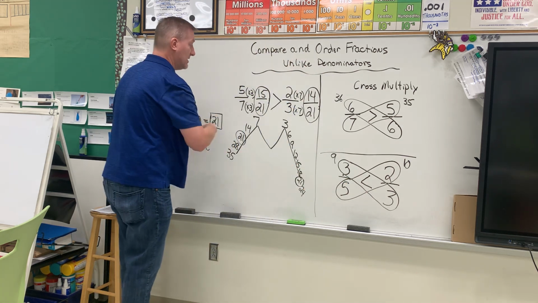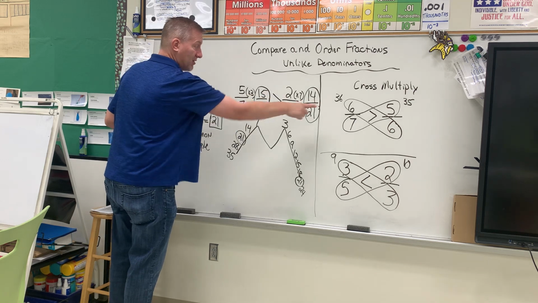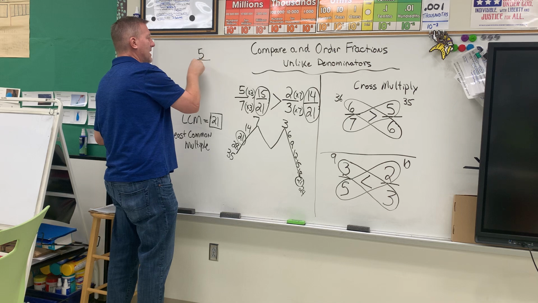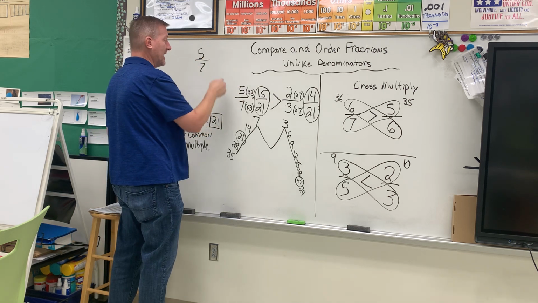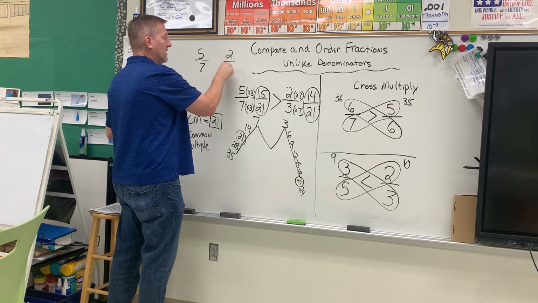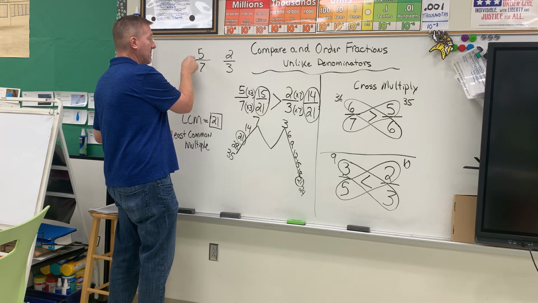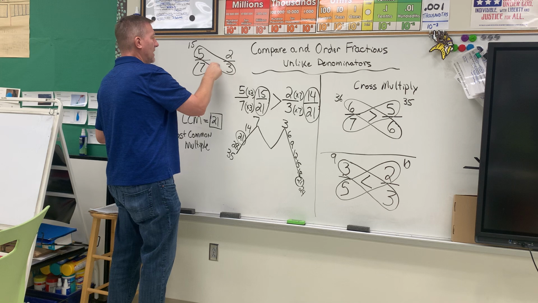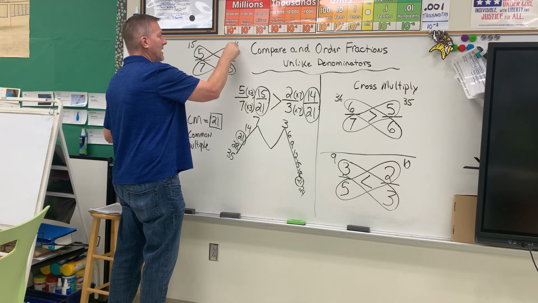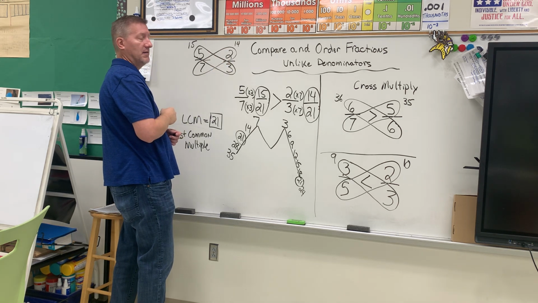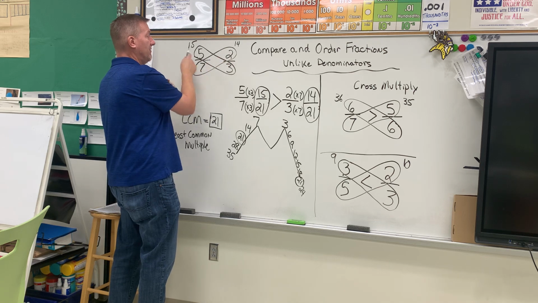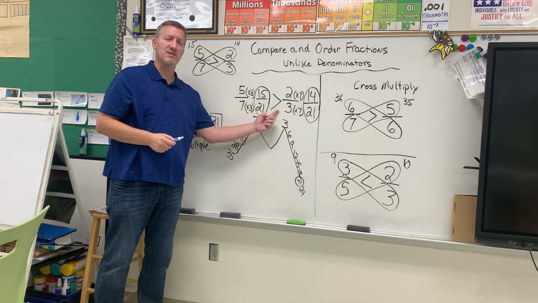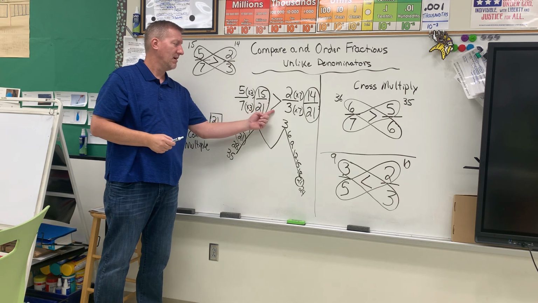Now, if you want me to try the cross multiplying on these two fractions, I can show you how that works, and it'll reinforce our answer right here. So if I multiply these, I get 15. If I multiply these, I get 14. What's greater? 15. So my symbol will go this way. That's the same results we got right here.